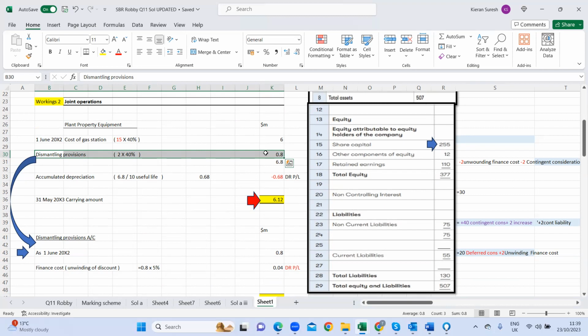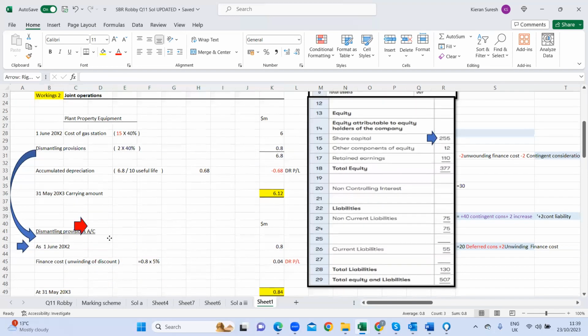What I'm supposed to do now, like IAS 16, is discount it, and then that discounted figure needs to be capitalized. That's what I have done, because I have discounted the figure. So there is a process I need to do to unwind this discounted figure. As at 1st June 2000, the dismantling provision, I would have 0.8.